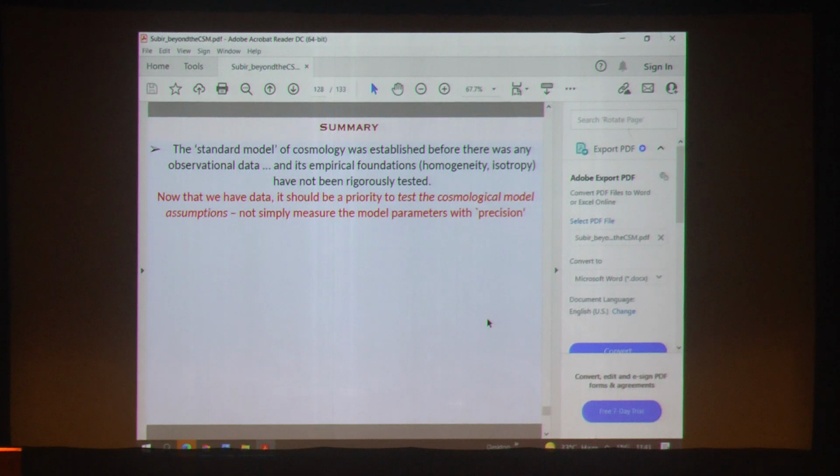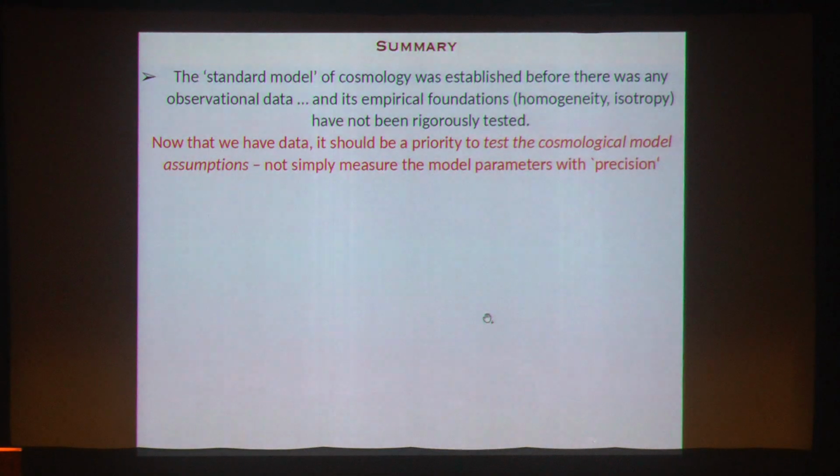So let me come to my summary. The standard model of cosmology, as I remarked, was established only about 100 years ago. It actually, the lambda CDM model is only about 25 years old, but the mathematical basis for it goes back 100 years. Its foundations have never been tested because there was no data.